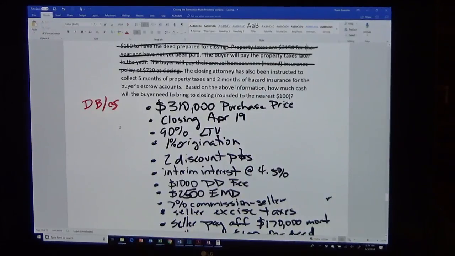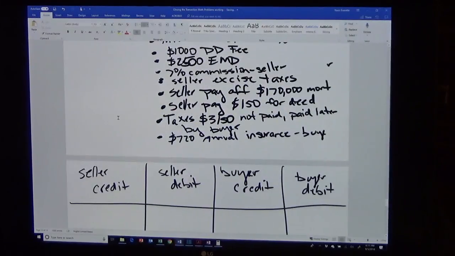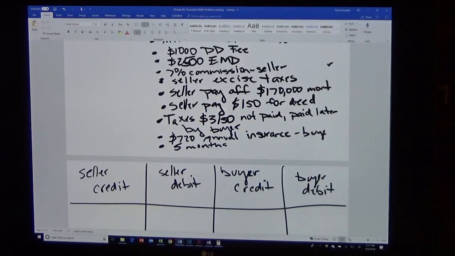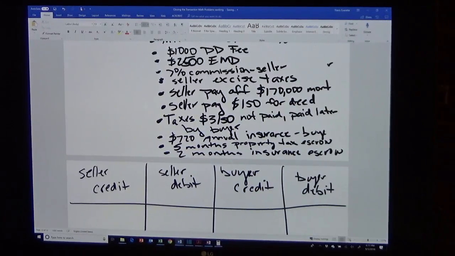And the closing attorney has also been instructed to collect 5 months of property taxes and 2 months of hazard insurance for the buyer's escrow accounts. So, 5 months of property taxes and 2 months of insurance. We're just barely going to fit it. 5 months property tax escrow, 2 months insurance escrow. Alright, so let's do this one just slightly different than the last one.